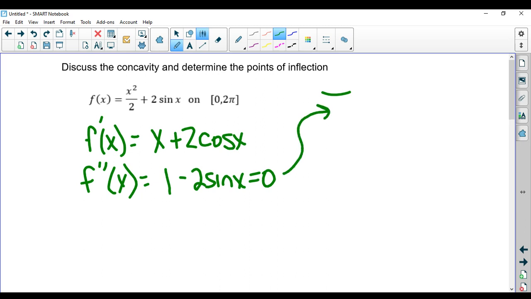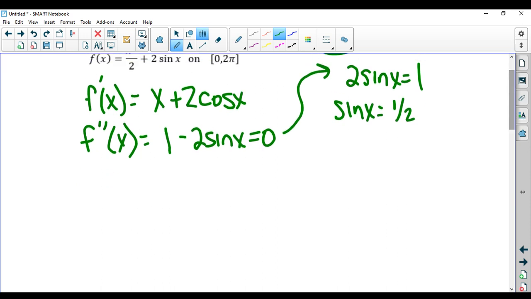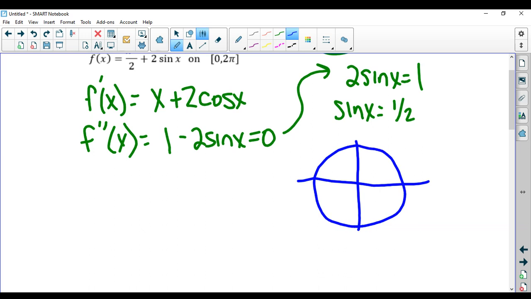So we're going to bring the 1 to the other side, cancel out the negatives. So we have 2 sine of x equals 1. Sine of x equals 1/2. That's a nice number for trig because that can be found in the unit circle. Sine is y, so we're on the y-axis. We need to find out where sine is 1/2. So that's the short length up on the y-axis right there.